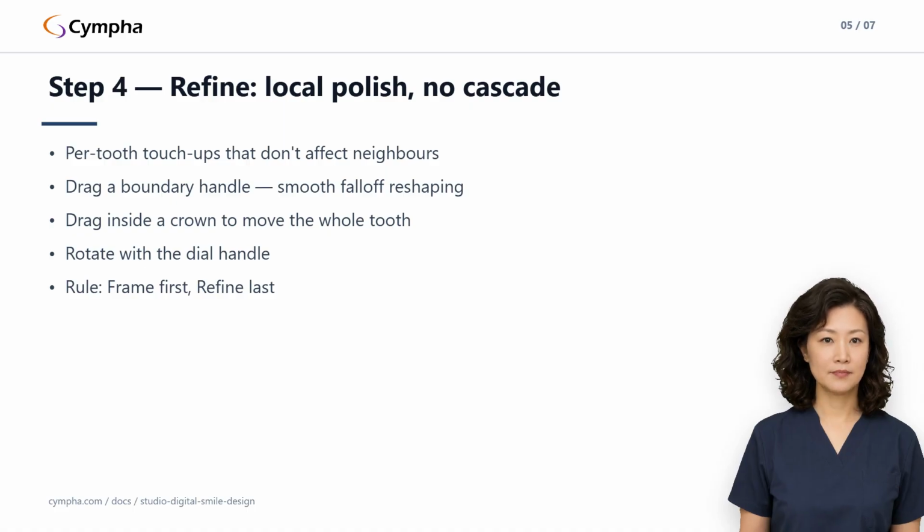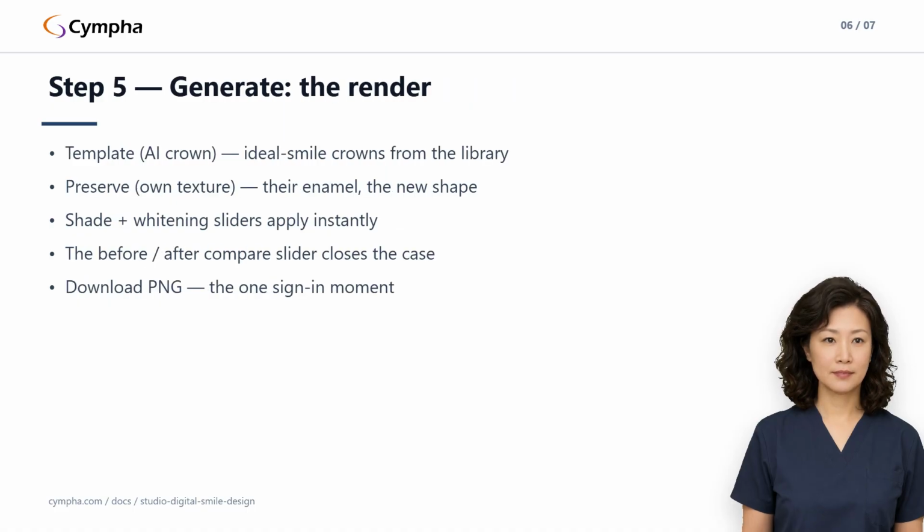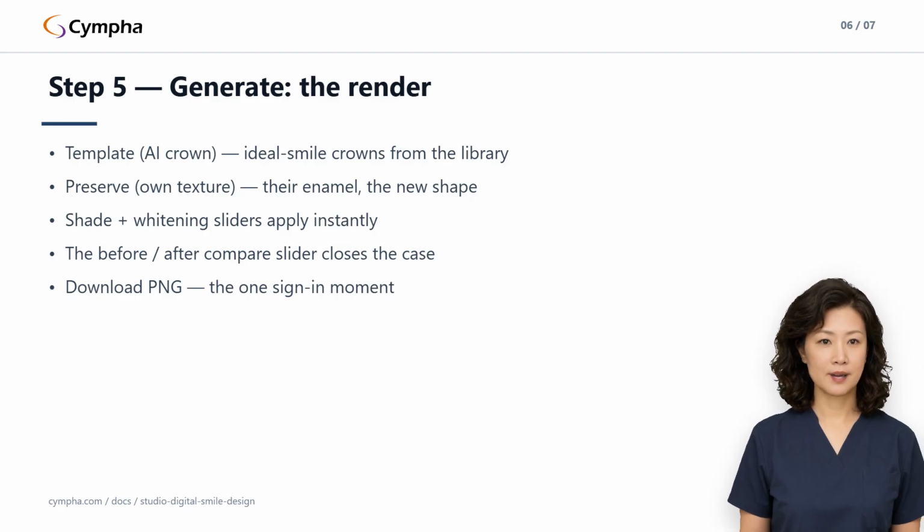Generate is the payoff. Exactly 2 texture modes, and the choice shapes the conversation. Template, the AI crown mode, stamps ideal smile crowns from the built-in template library, the aspirational version. Preserve, the own texture mode, warps the patient's actual enamel into the new shape, so the result unmistakably looks like their teeth, just arranged better, the believable version. After the render, the shade and whitening sliders apply instantly, without redesigning. They're live, so you can tune the result while the patient watches.